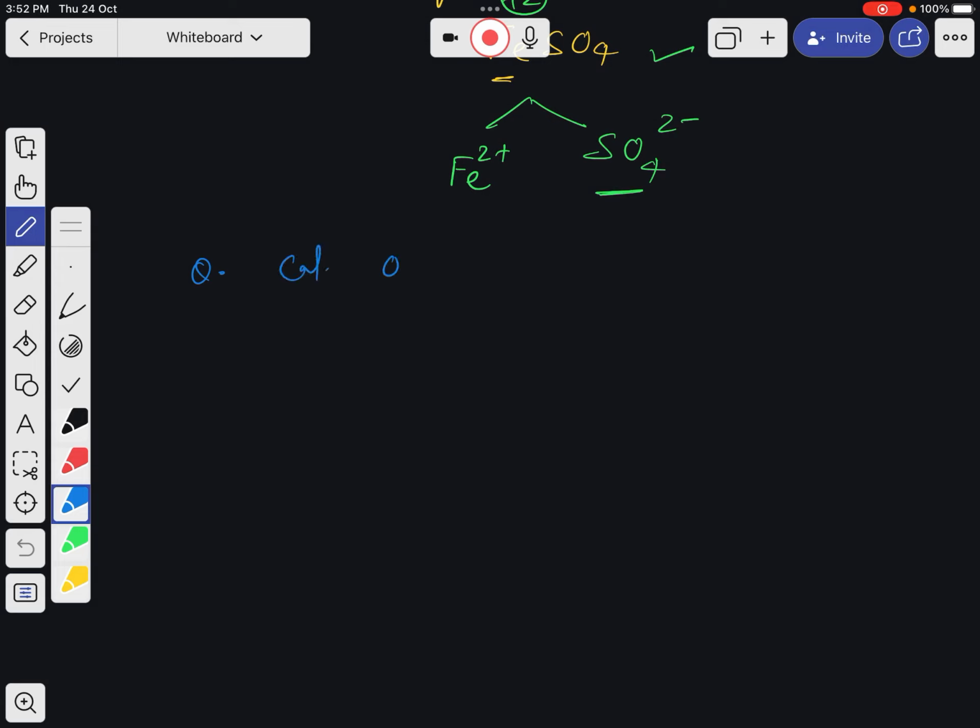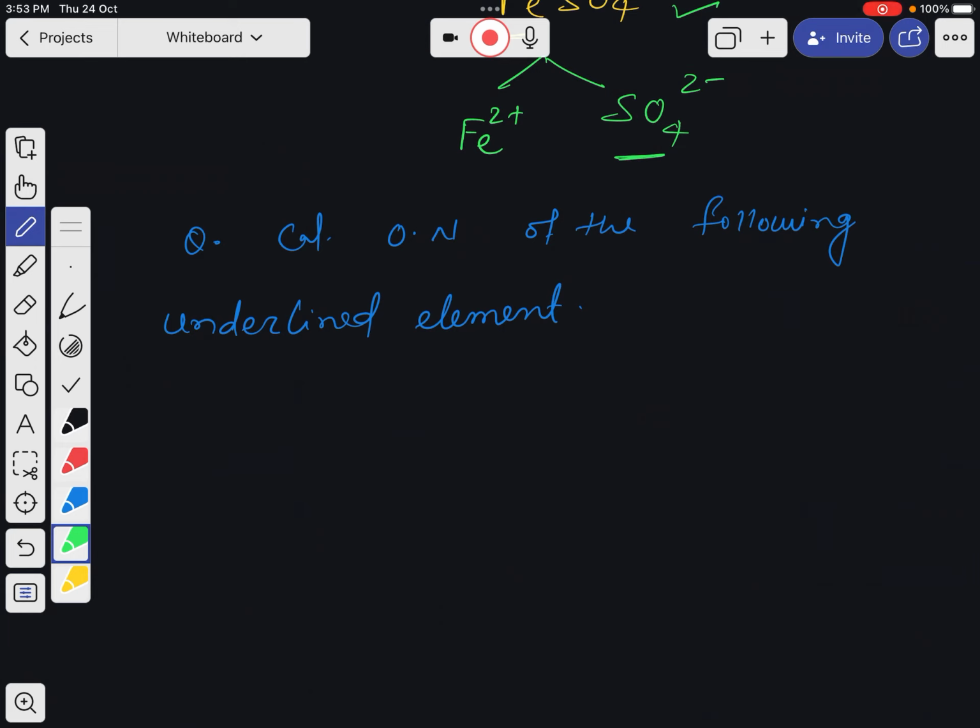These are the simple rules, and there is a question: calculate the oxidation number of the following underlined elements. You have to complete this exercise, and then we will discuss it in your class. K2Cr2O7, oxidation number of chromium. H2SO4, oxidation number of sulfur. HNO3, oxidation number of nitrogen. H3PO4, oxidation number of phosphorus.